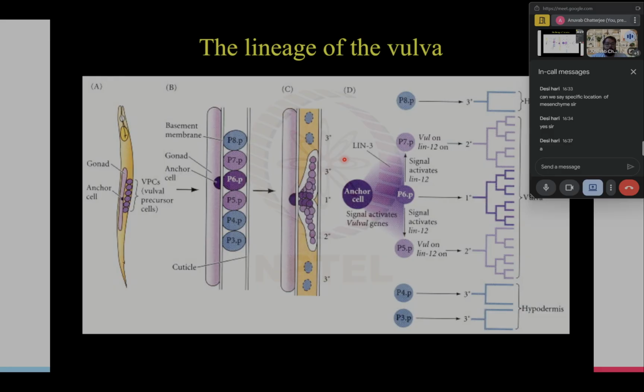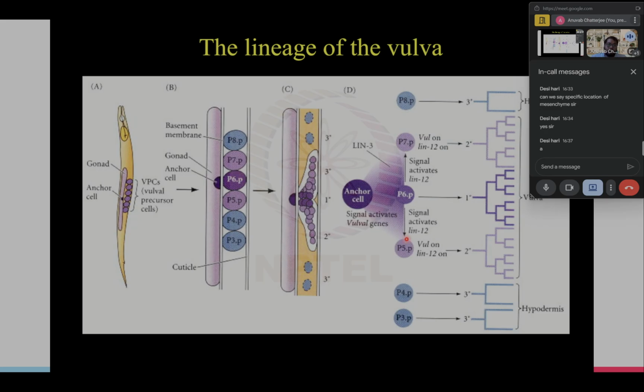So going back to our question, this is a schematic showing the anchor cell. This is our C. elegans, this is our gonad, this huge pink thing, and the black dot is our anchor cell. The anchor cell signals to the VPCs, and these are the VPCs. A blown up image, this is the gonad again, this is the anchor cell, and these are the VPCs. It has to somehow signal to the VPC closest to it, which is P6.p.